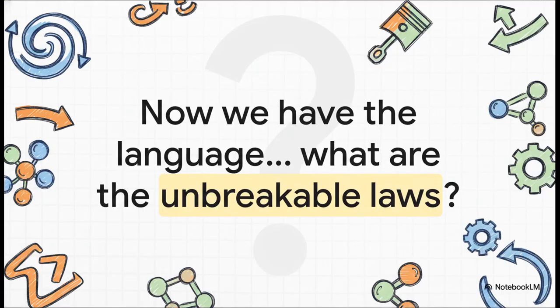So, we've just learned the basic vocabulary and grammar for the language of energy. We know how to define things, how to describe them, and how to track their changes. But what are the rules of this language? What are the unbreakable laws that every single system and every single process in the entire universe has to obey? Now that is where things get really interesting. But that's a story for another time.